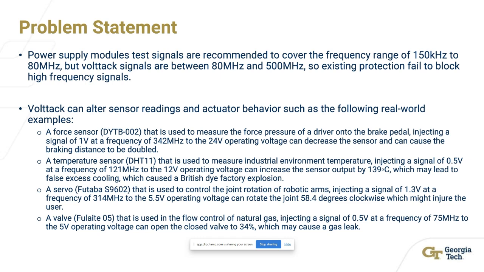So, by targeting the power supply, attackers can gain indirect control over sensors, outputs, and actuator inputs, effectively manipulating device behavior without hacking software or bypassing encryption. And the examples mentioned show us how dangerous such an attack can be.